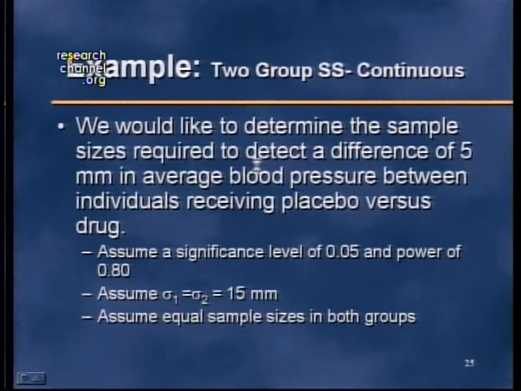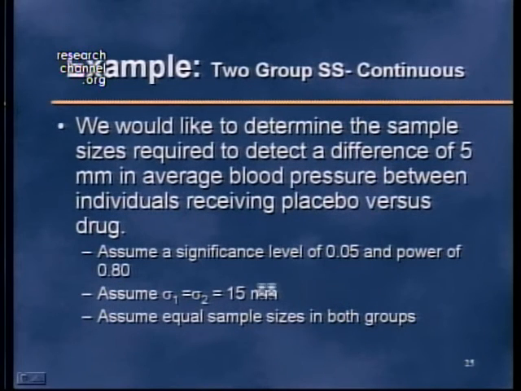So suppose that we were interested in determining the sample size we would need in each of two groups to detect a difference of 5 millimeters in average blood pressure between individuals receiving placebo versus drug. And suppose that, by convention, we're told to assume a significance level of 0.05 and a power of 0.8. So these can be varied, but what are typically used in many NIH-funded trials is a significance level of 0.05, meaning a probability of a type 1 error of 5%, whereas the power is 80%.